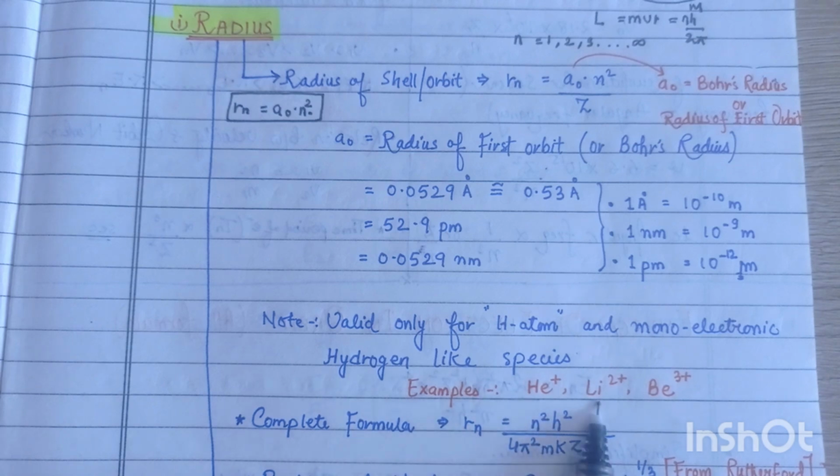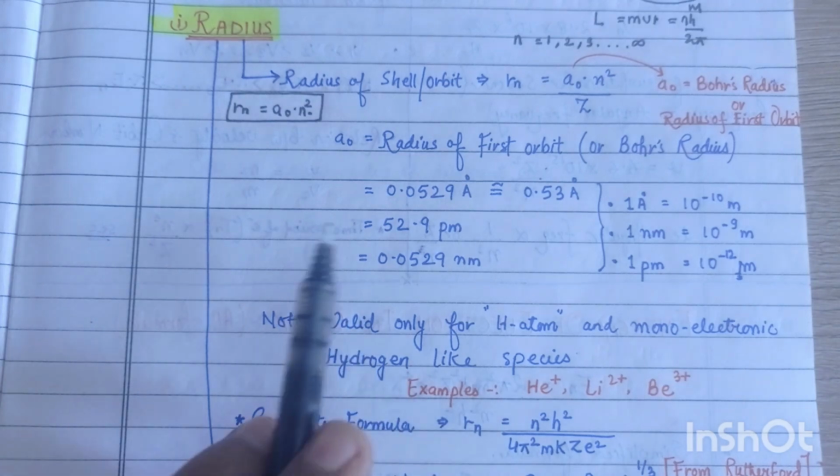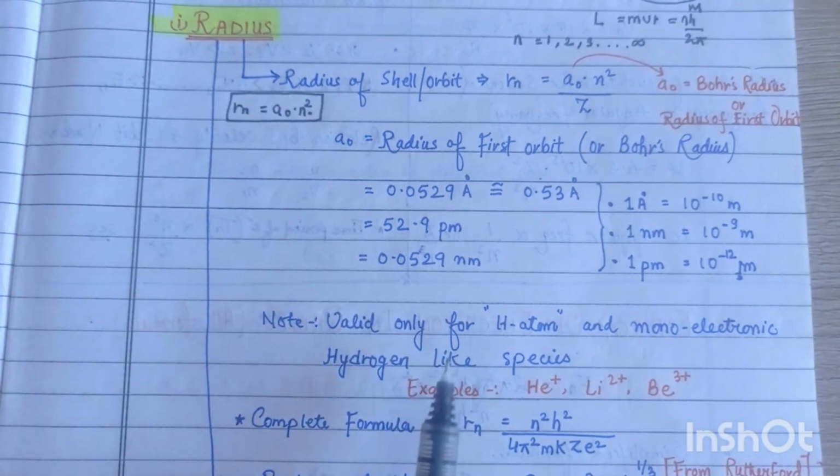While Li2 plus, how many electrons? Because the atomic number is 3, if I am removing 2 electrons, it is only having 1 electron. And Be3 plus, atomic number 4, we are removing 3 electrons. So this can also be an example of monoelectronic species. It means Bohr's atomic model is valid for hydrogen, and hydrogen-like species such as He plus, Li2 plus and Be3 plus.